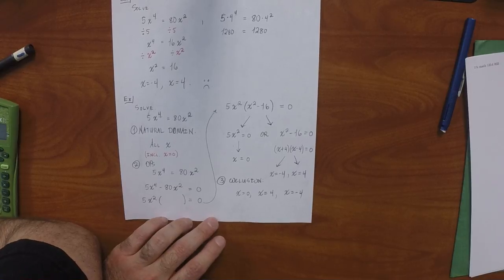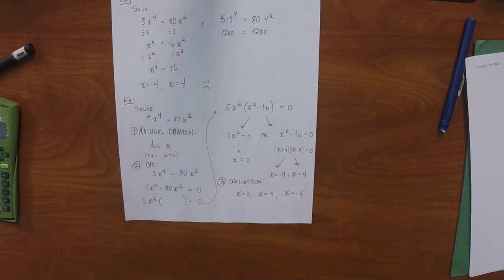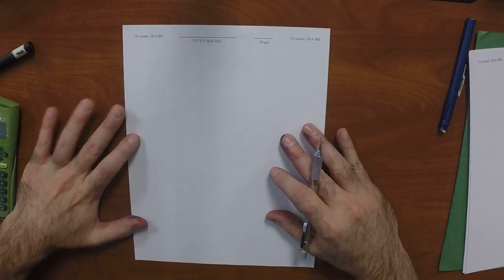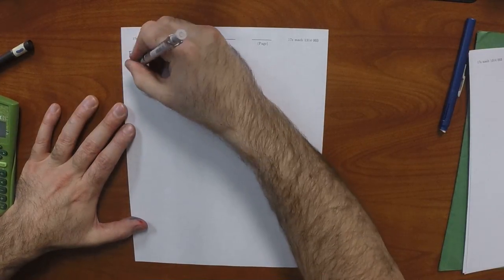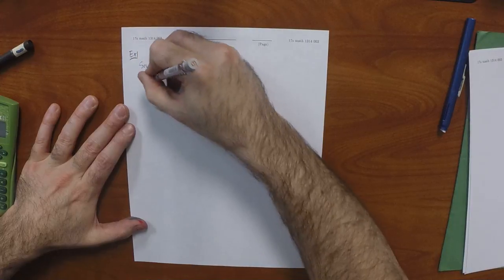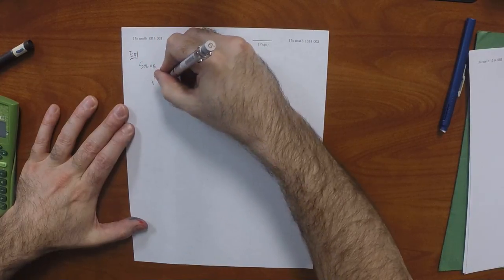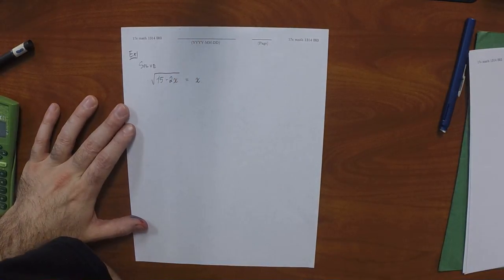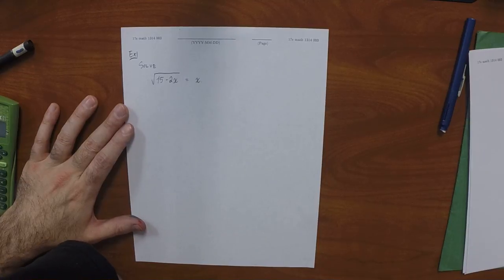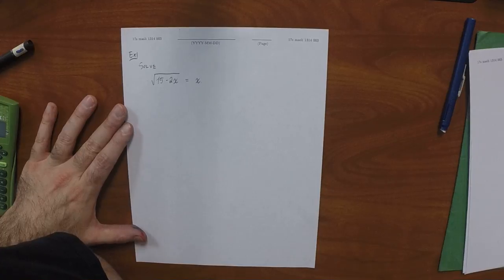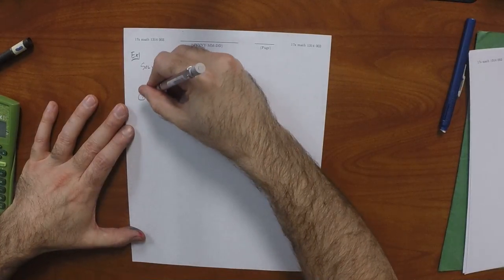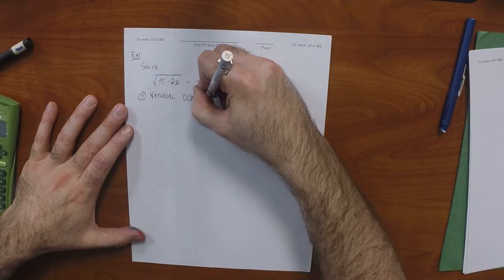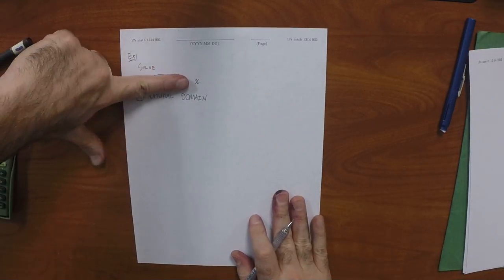Okay, good. So now let's have another one. How about: solve square root of 15 minus 2x equal x. So on such an equation, when we're solving things, what is the very first thing we do? Natural domain. So, I'll do the easy part, right? The right-hand side is x.